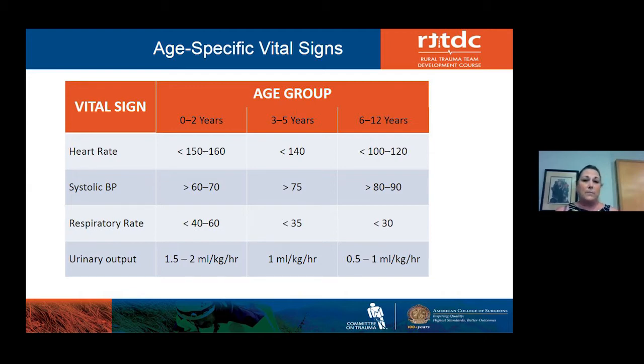When we're looking at systolic blood pressures, we're looking at lower systolic blood pressures, especially in the 0 to 2 years category, where we're looking at 60 to 70. Their respiratory rate is also higher in the younger age group, so 40 to 60 could be normal for that patient. For the 6 to 12 years old, you want them to be less than 30. But you're not looking at one number in particular. You're looking at the patient themselves, their mechanism of injury, the fact that they could have a potential life-threatening injury, and then combining all of those vital signs to evaluate the patient.